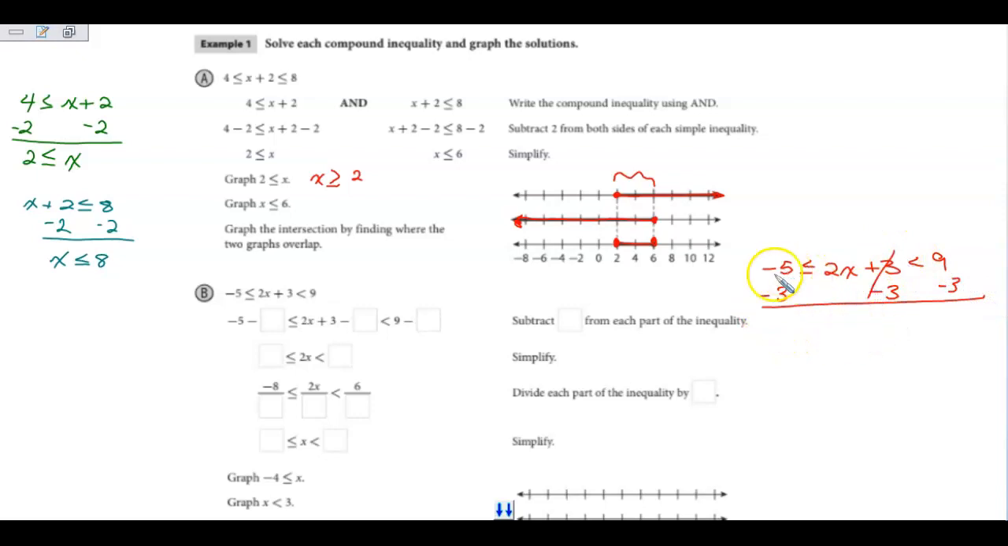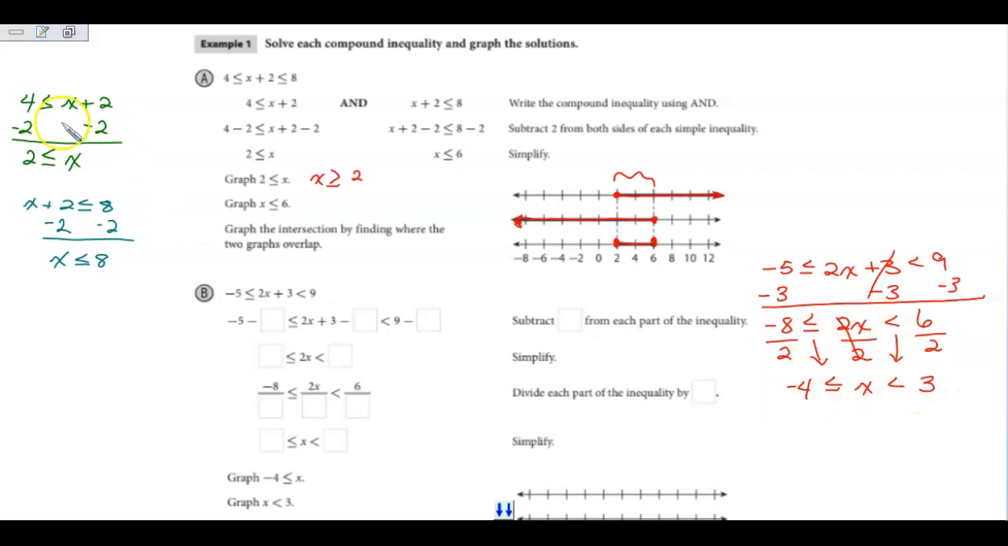It's gone here. -5 minus 3 is -8. Bring down my symbol, bring down my 2x, bring down my symbol. 9 minus 3 is 6. Now I'm ready to divide everything by 2. -8 divided by 2 is -4. 2 divided by 2 is 1, so it's x. And 6 divided by 2 is 3. I moved a positive, so my symbols all stay the same. And so I just bring them straight down, okay?